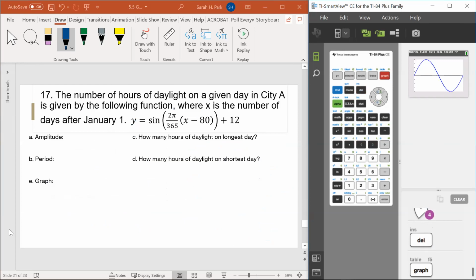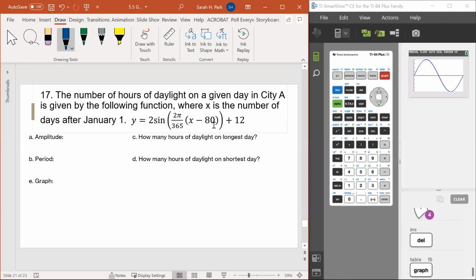Okay, let's take a look at the next one, 17. It says the number of hours of daylight on a given day in city A is given by the following function, where x is the number of days after January 1st. y equals 2 sine of 2 pi over 365 times (x minus 80), plus 12. I just added the 2 in there because that was a mistake that I left down.